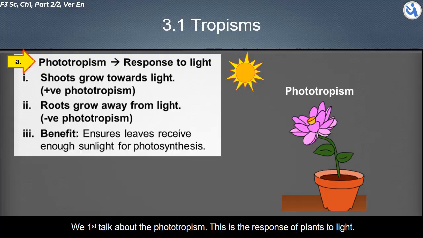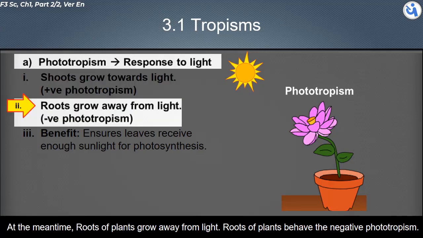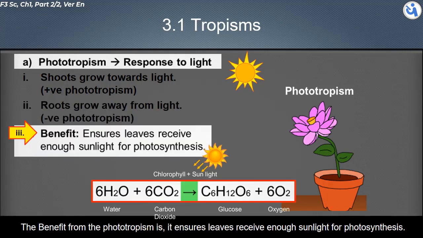We first talk about phototropism. This is the response of plants to light. For example, shoots grow towards light. Shoots of plants behave with positive phototropism. Meanwhile, roots of plants grow away from light. Roots of plants behave with negative phototropism. The benefit from phototropism is that it ensures leaves receive enough sunlight for photosynthesis.